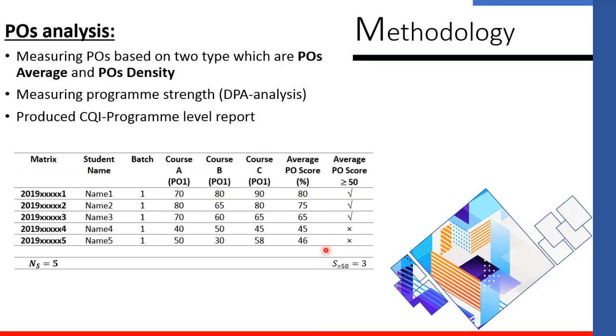In UiTM Cawangan Pulau Pinang, they use two types of measuring, which are known as the PO average and also the PO density. Based on these measurements, the DPA, the degree program achievement analysis, is proposed to monitor the strength of the program, and then the CQI report based on the program level is produced.